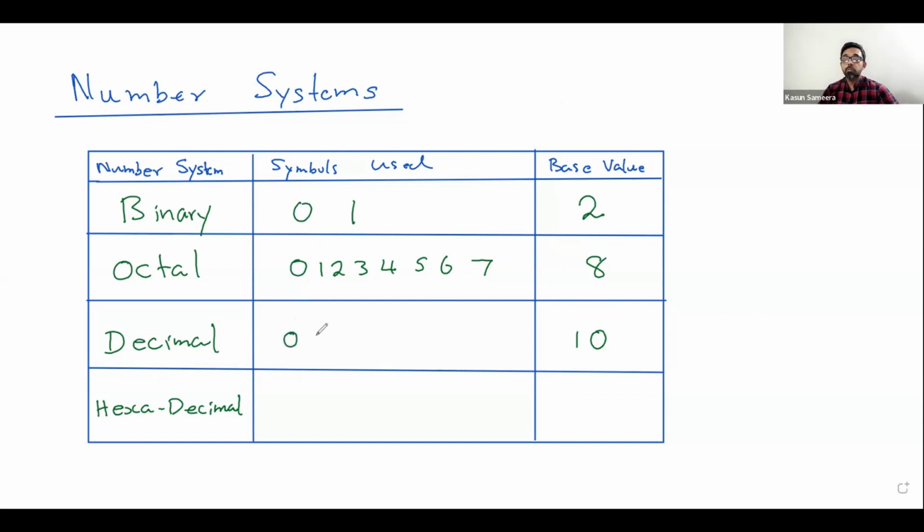Okay. The decimal number system starts with 0, 1, 2, 3, 4, 5, 6, 7, 8, 9.